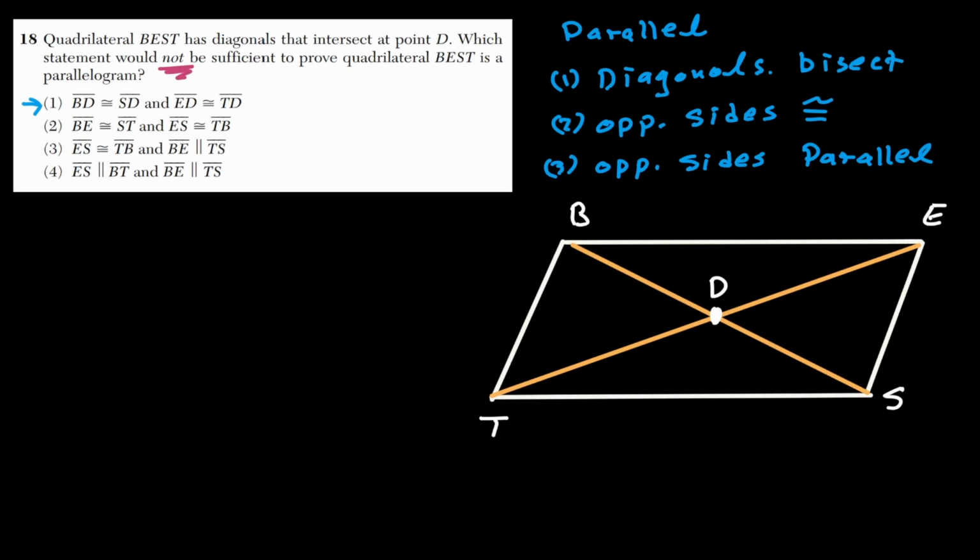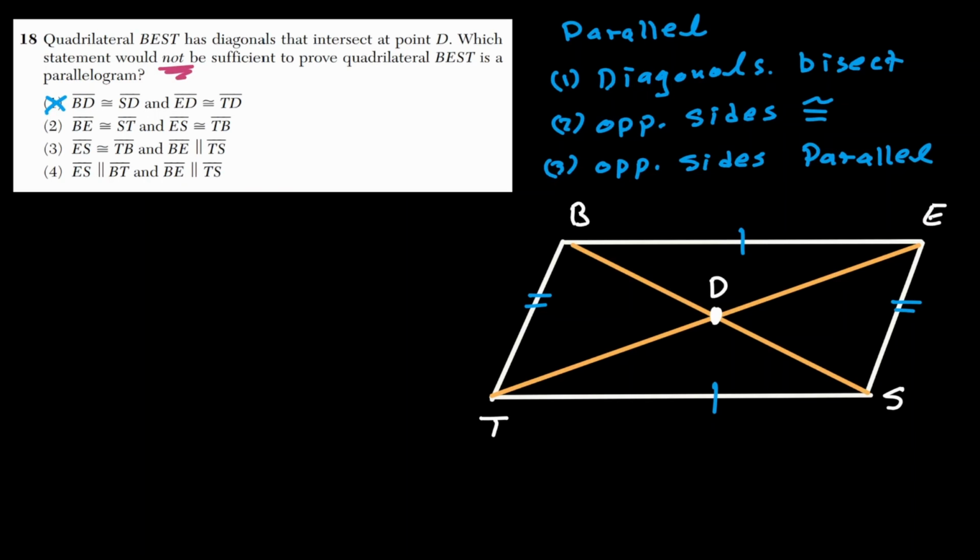In option 1, BD is congruent to SD. And also, ED is congruent to TD. Well, that is condition 1. Diagonals bisect each other. So we know that this will guarantee a parallelogram. So this is not the correct option. Let's go to the next one. BE is congruent to ST. And ES is congruent to TB.